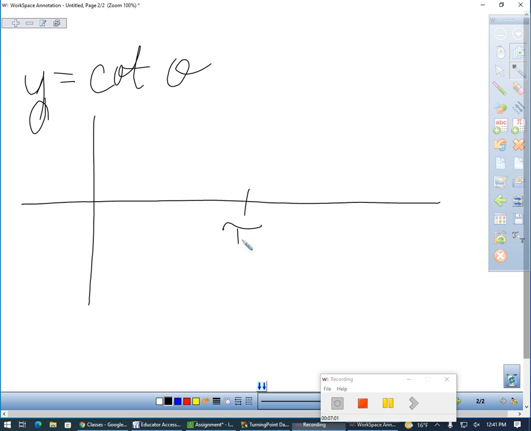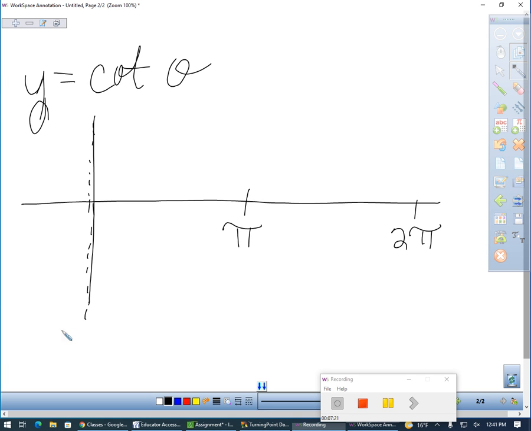All right, so I'm going to put my pi there. Cotangent works the same way. One period is only pi. All right, now, think about your unit circle. At 0, cosine over sine is undefined. So this time we have an asymptote on the y-axis.